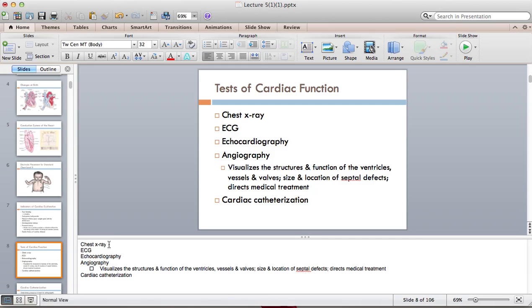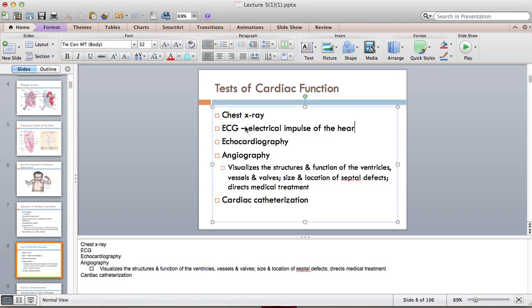The EKG, ECG will give you the electrical impulse that goes in the heart, while the echocardiogram is just like an ultrasound of the heart that will give you the picture of the heart and the structure.